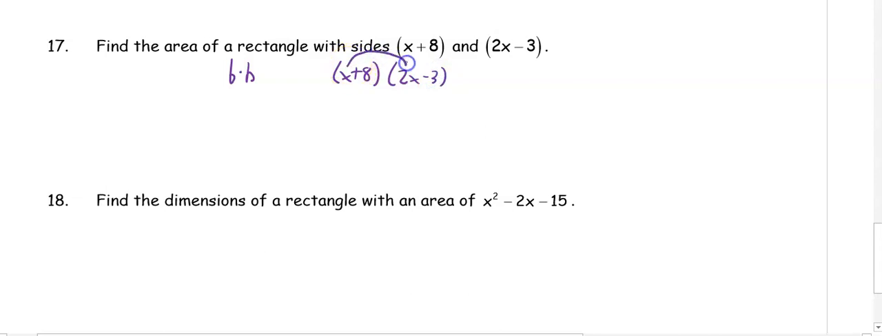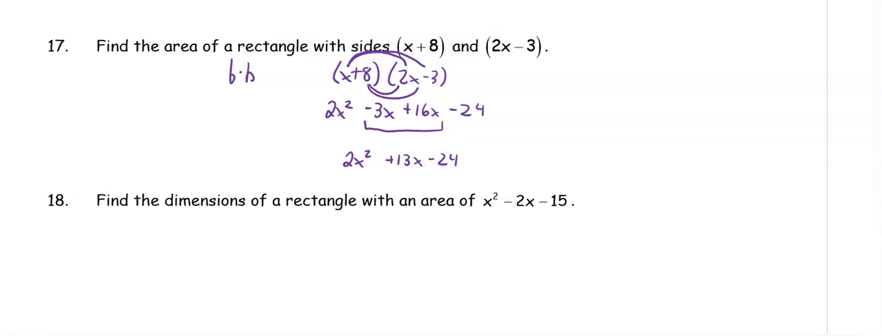So if we FOIL, x times 2x is 2x squared. x times negative 3 is negative 3x. 8 times 2x is 16x. And 8 times negative 3 is minus 24. We can combine these x's, so we get 2x squared plus 13x minus 24.